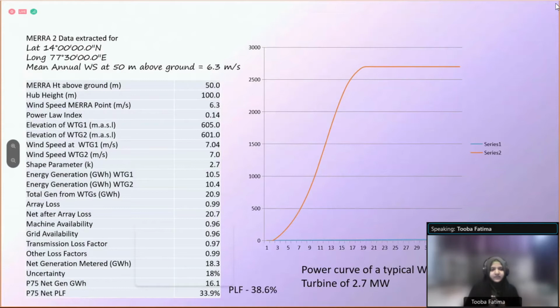And here we have MERRA-2 data extracted for this location. The mean annual wind speed at 50 meters above ground is 6.3 meters per second. With this data, we extracted the plant load factor to be 38.6% for wind. We have a much greater plant load factor for wind as compared to solar. All this data is very helpful for our wind power plant.